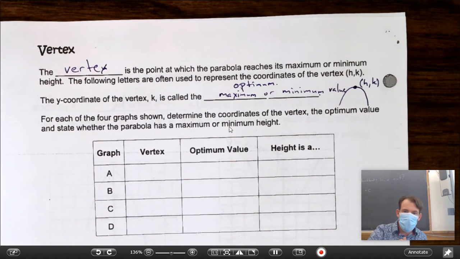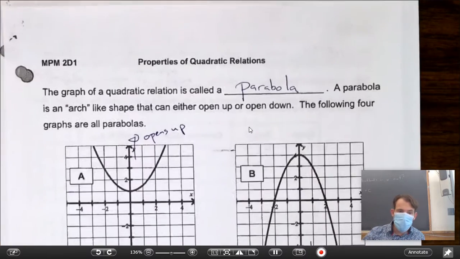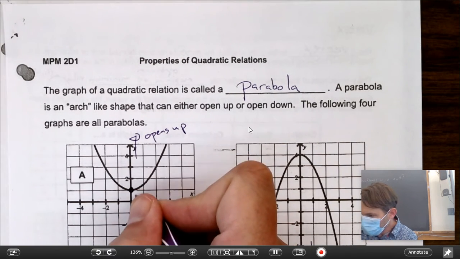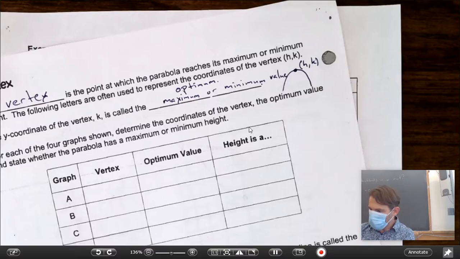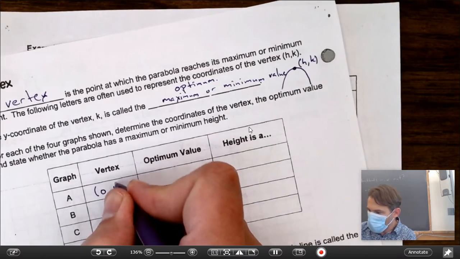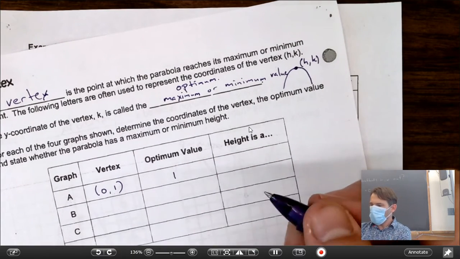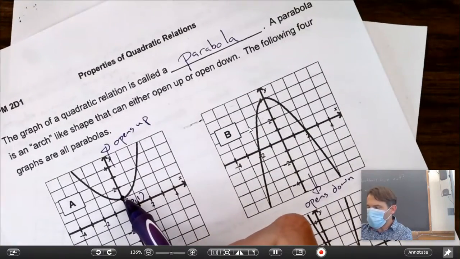So let's take a look at our parabolas on the other side and locate the vertexes. Where is the vertex for A? Someone tell me the point at which A has its optimum value. In this case, it's a minimum value. Ashley. 0, 1 is perfect. So you label it, put a dot, label the point 0, 1, and then flip over the page, and you're going to say graph A, the vertex is 0, 1. The optimum value is 1. So why is the optimum value 1? Well, that's the value of y at the vertex.